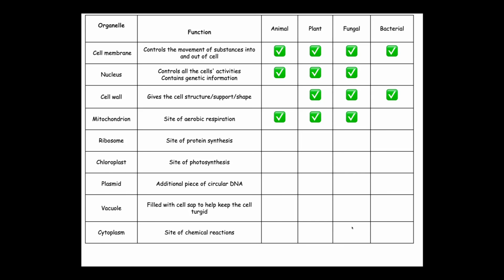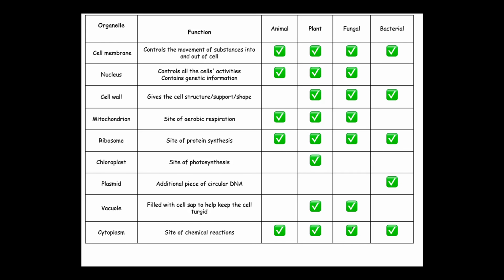The ribosome is found in all of the cells. So well done if you correctly identified that. The chloroplast is found only in the plant cell. The plasmid is found only in the bacterial cell. The vacuole is found in both plant and fungal cells. And lastly, the cytoplasm is found in all 4 of our cells.